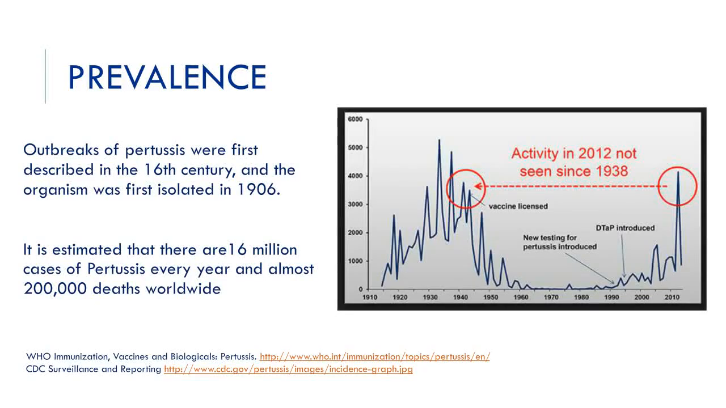Again, as I alluded to in the title of the slide, the outbreaks of pertussis were first described in the 16th century, and the organism was first isolated in 1906. There's an estimated 16 million cases of pertussis every year and almost 200,000 deaths worldwide due to this disease. And as you can see in the graph on the screen, we're seeing activity now since 2012 that we have not seen since before the advent of vaccination in the 1930s.